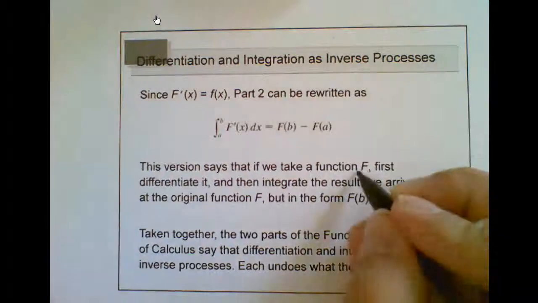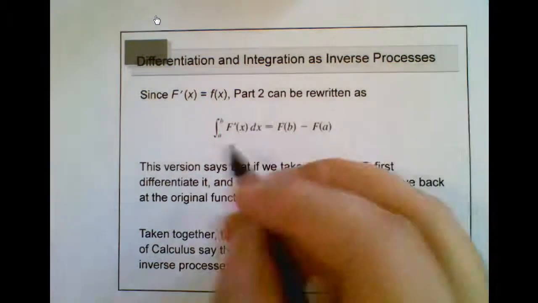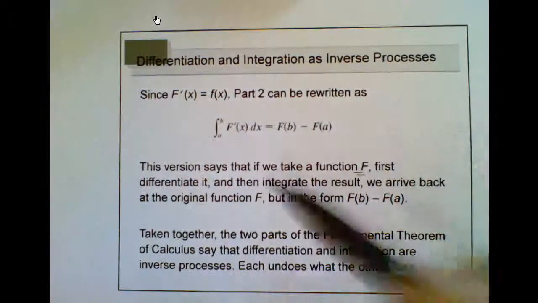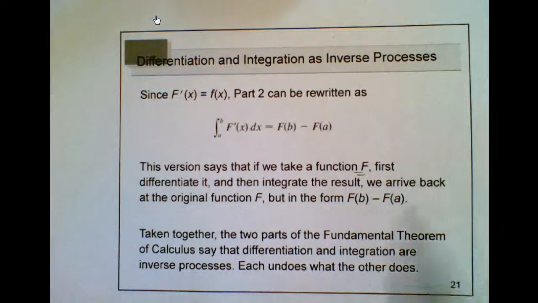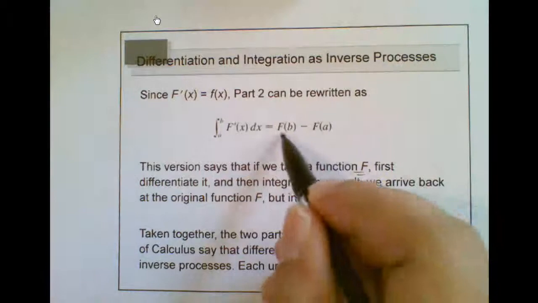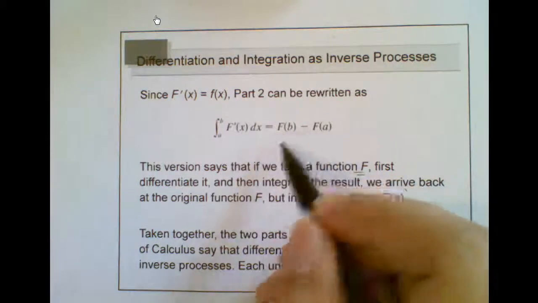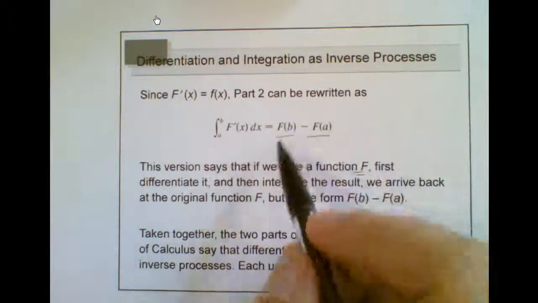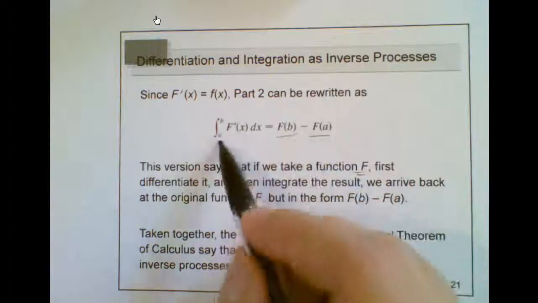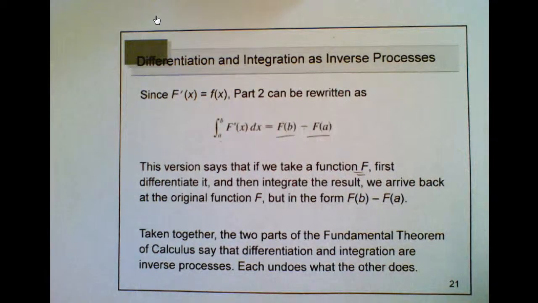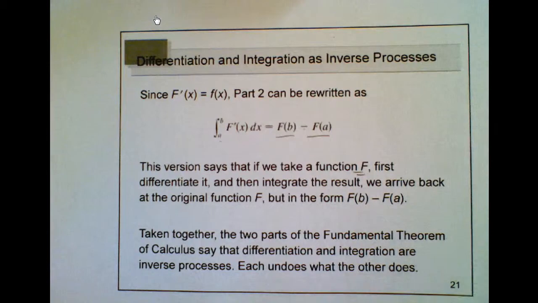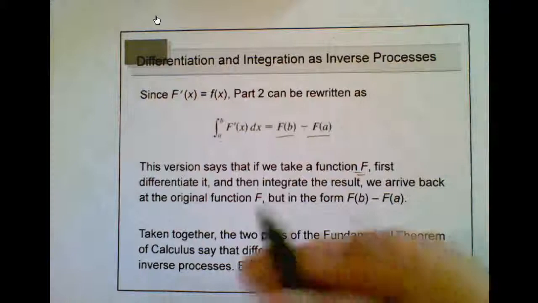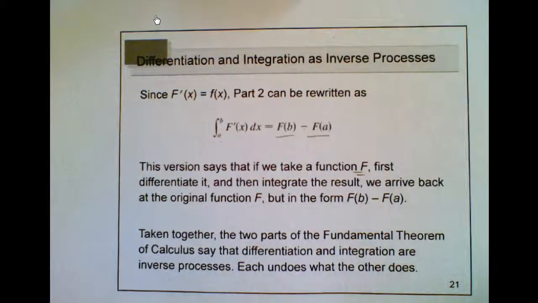If you have a function and you are differentiating it, and then you are integrating that result, then what you have is the original, but not the original in general, the original in the form of the difference between those two values that you did the integral for. So the main idea of this section is that differentiation and integration are inverses. So one of them undoes what the other has done. Yay!